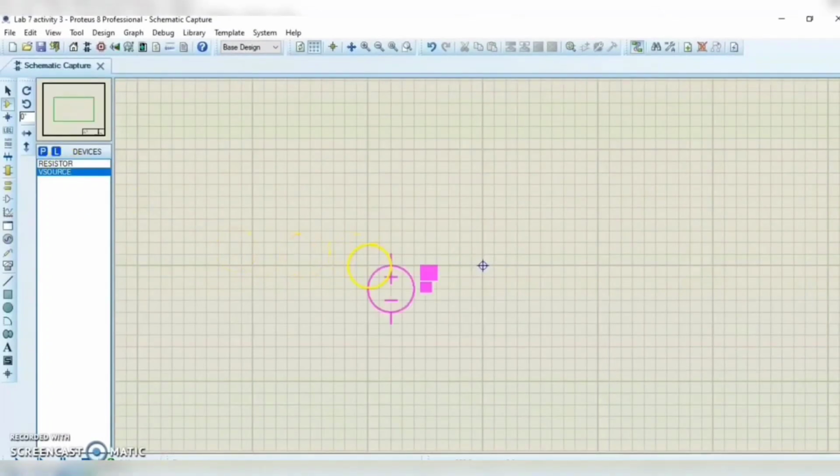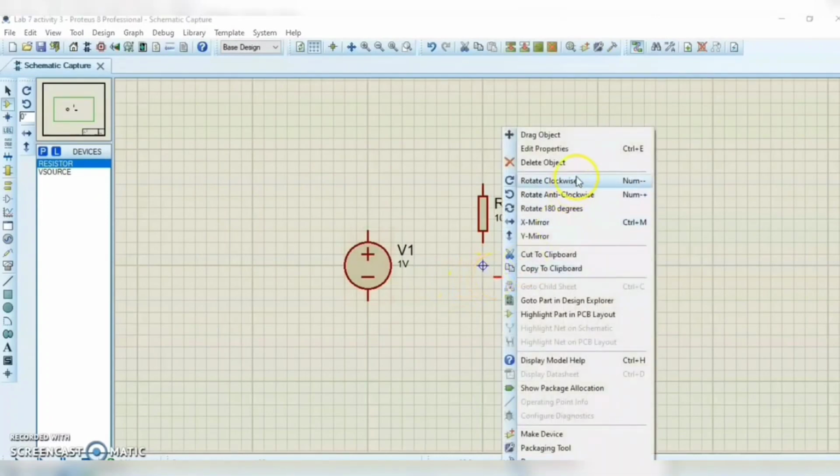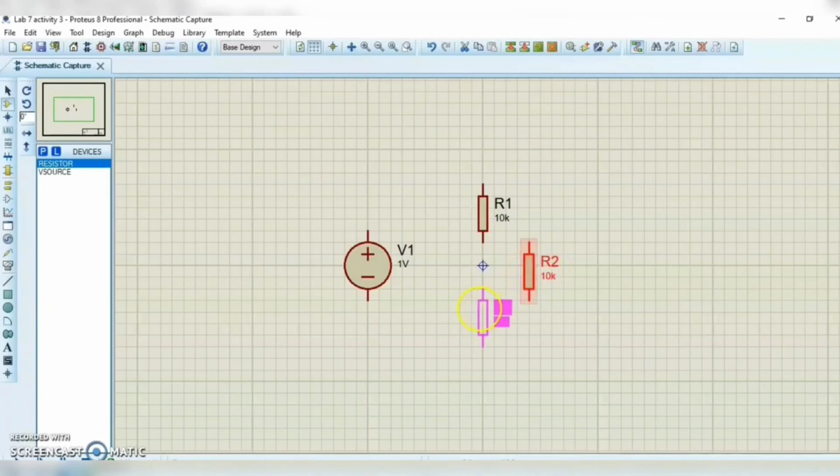This is the simulation of activity 3. So first we form the circuit. We use a DC voltage source, and then we have a resistor that is labeled as R1. Next, we add another resistor in the circuit, and the resistor is connected in series with R1, which is labeled as R2. And then we connect the resistor to the DC voltage source.